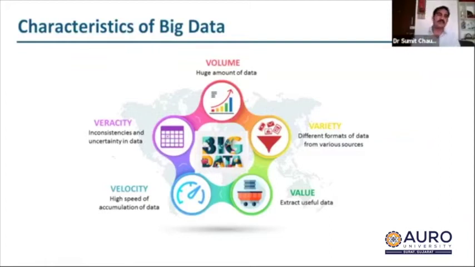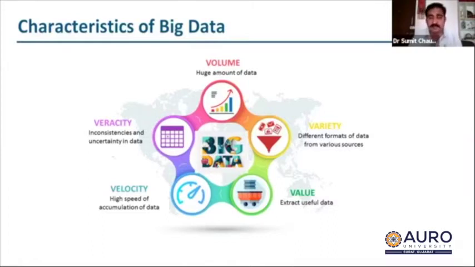So what different formats do we have? We have three kinds of formats basically. Number one, structured data. Structured data is related to relational databases. We can store that data in the form of tables, in rows and columns. That is called a relational database. So that is called structured data.